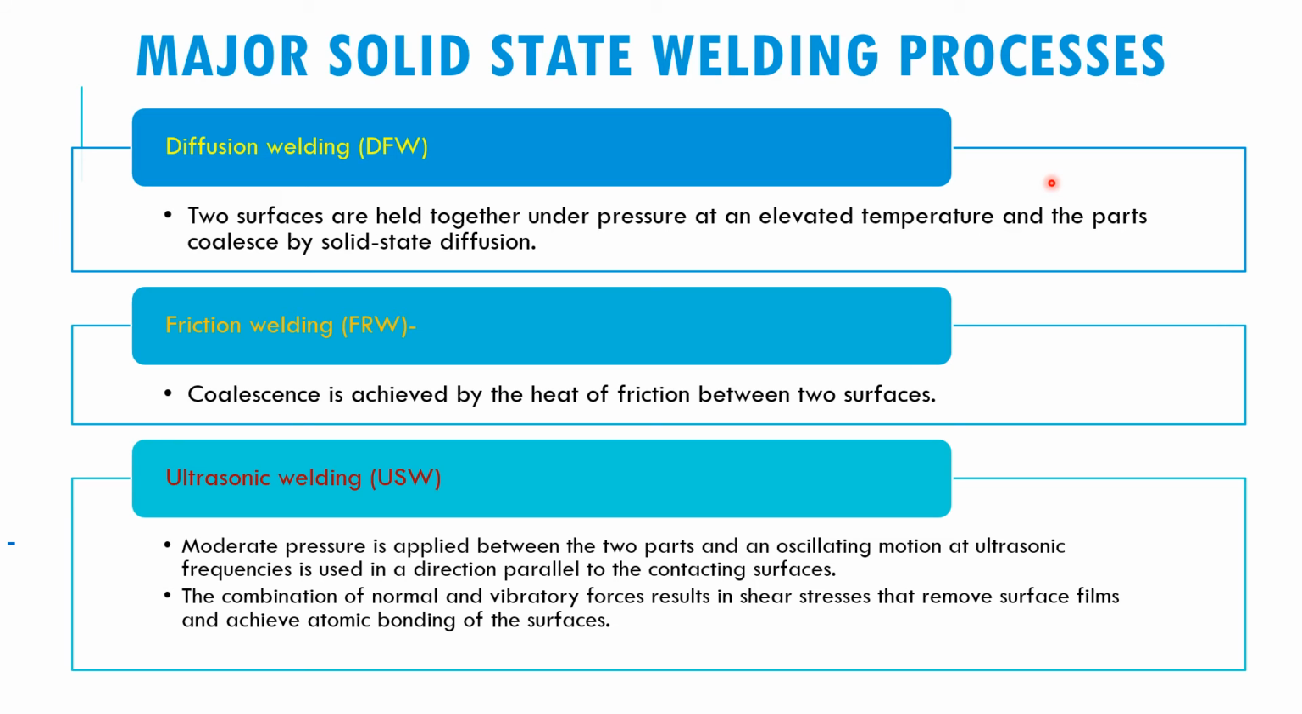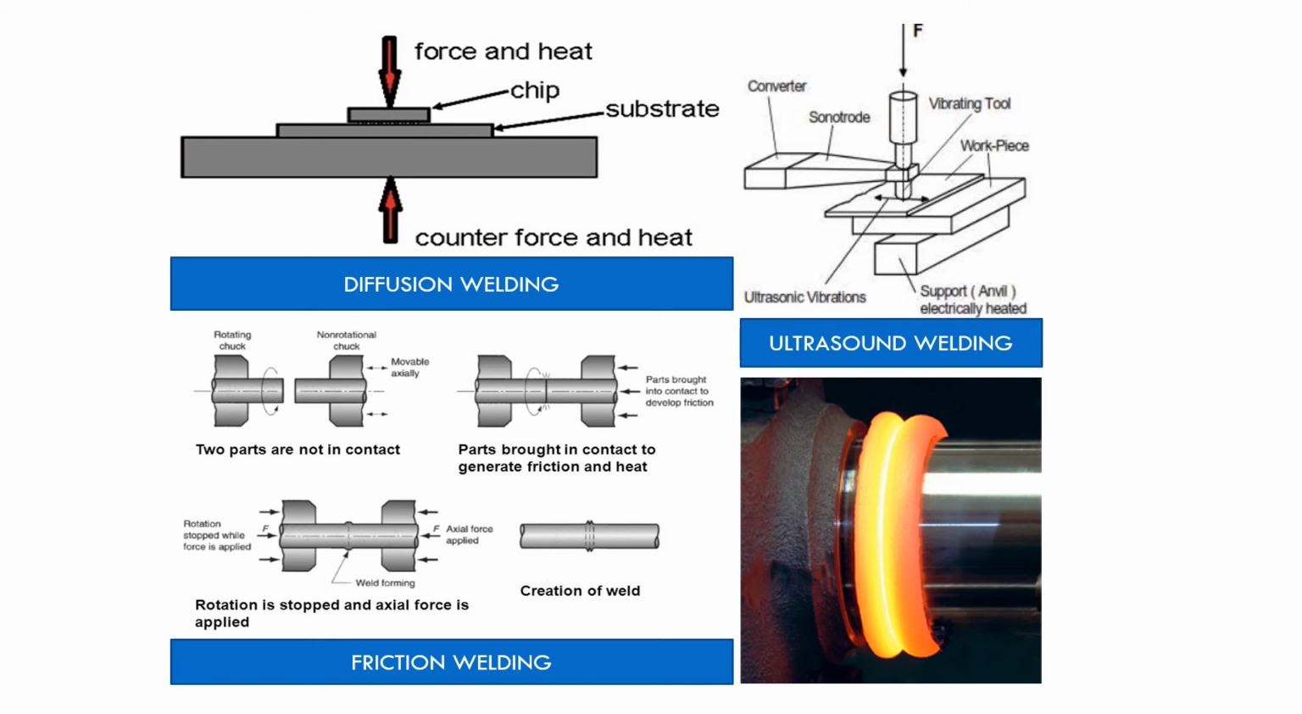This is usually used for joining wire, for electrical parts. The combination of normal and vibratory force between the parts will result in shear stress, so that it will remove the surface film and achieve atomic bonding of the surfaces. Here are the schematic diagrams for diffusion welding, friction welding, and ultrasonic welding. We're going to look at them in detail in the next lecture.